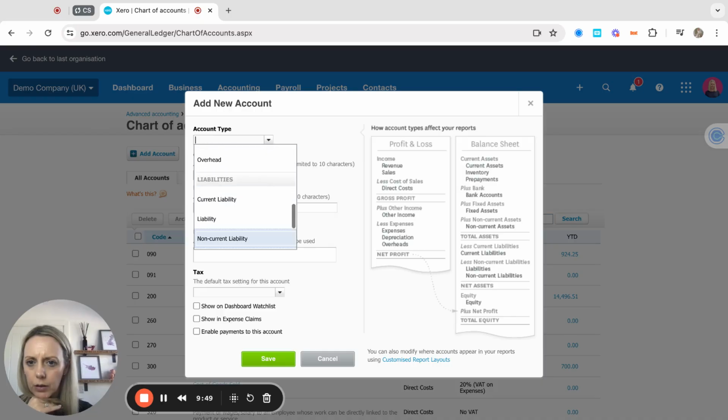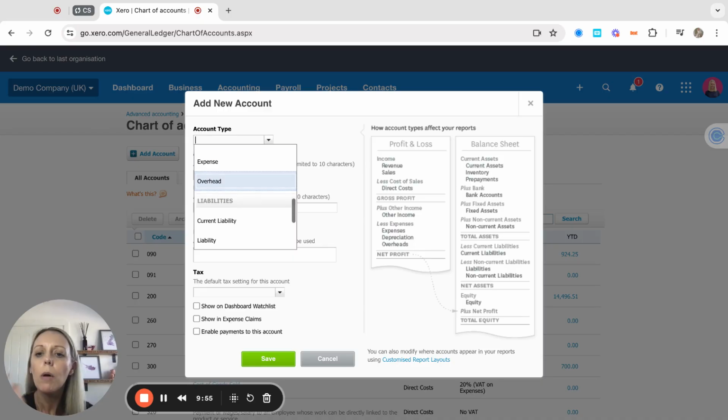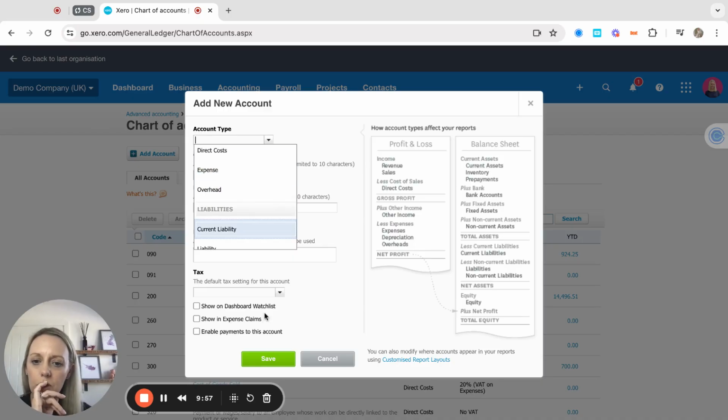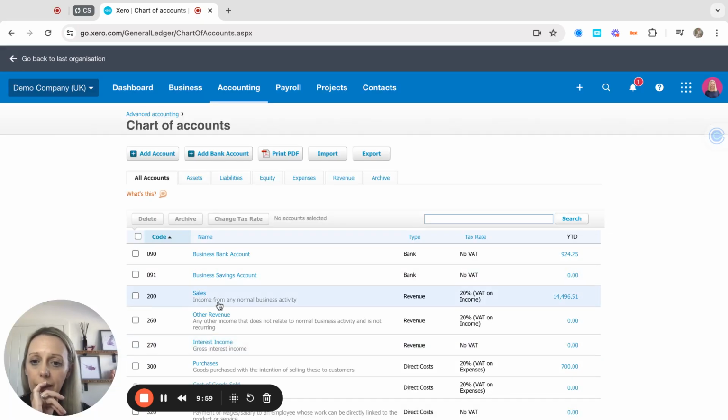What I'm going to do is I'm going to show you how you may want to track different types of sales. So at the moment, Xero's set up for just one type of sale. It could be you've got different things that you want to track and keep an eye on what's bringing in what money. So for example, you may have different product lines if you've got different products that you sell.